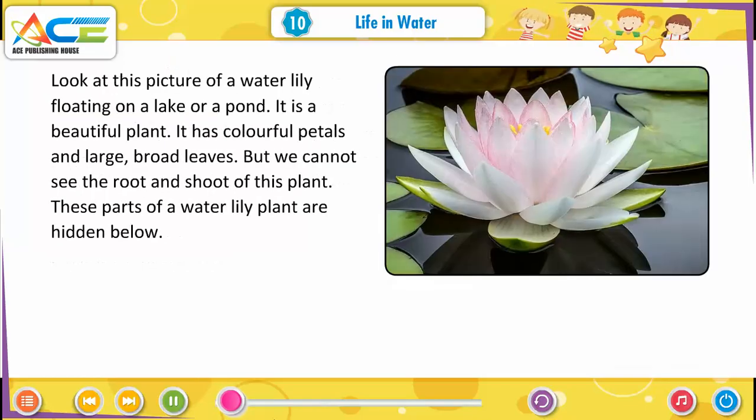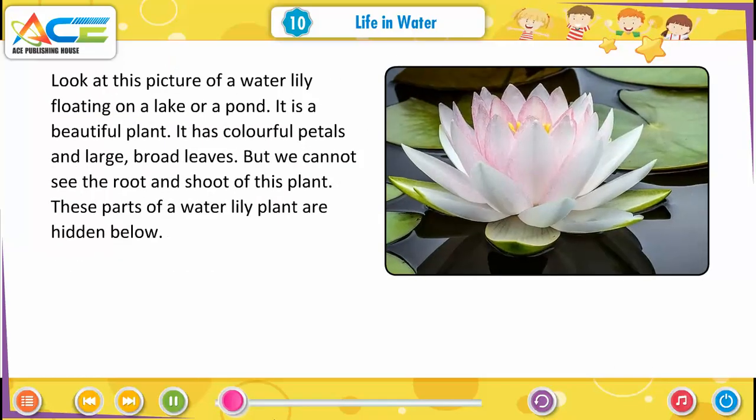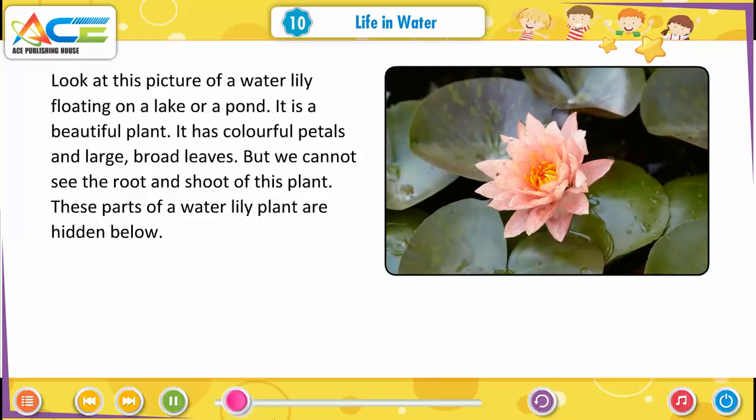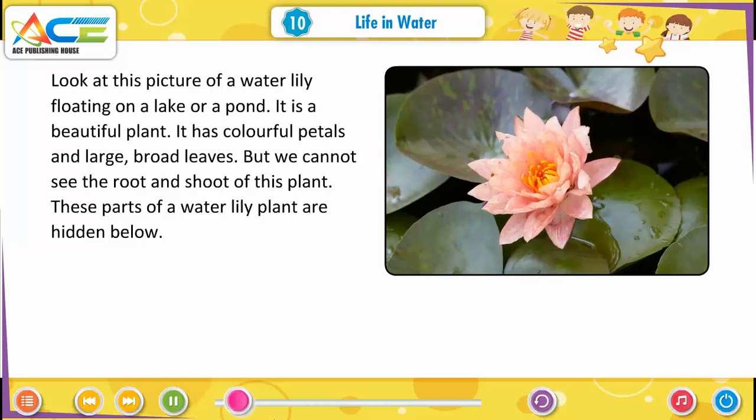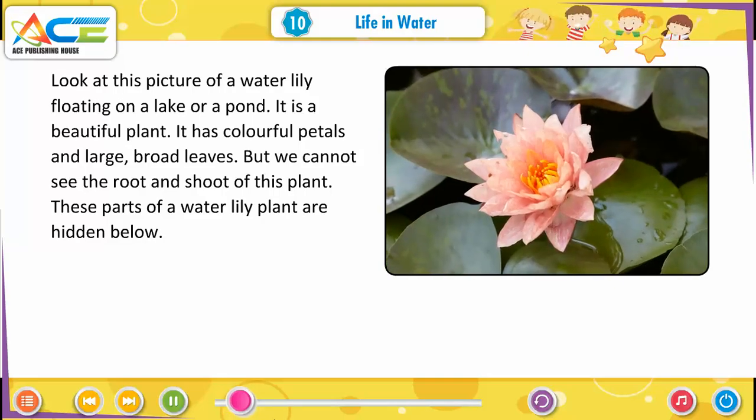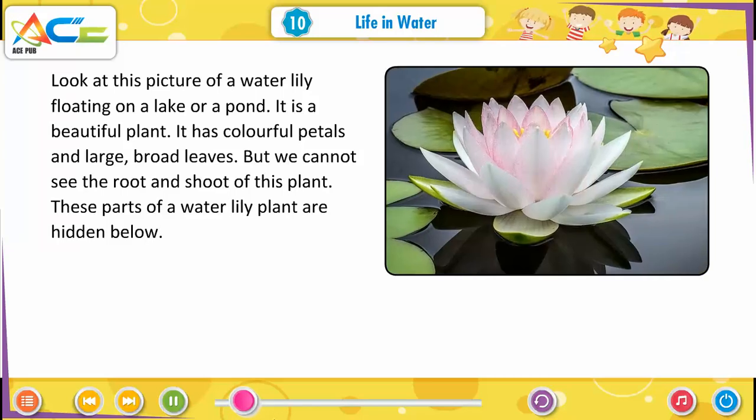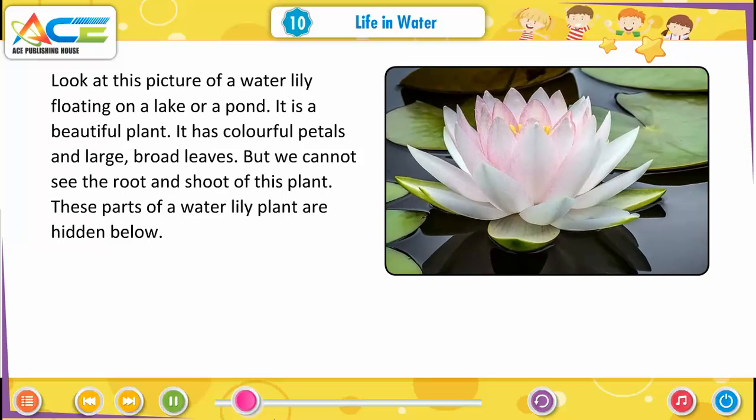Look at this picture of a water lily floating on a lake or a pond. It is a beautiful plant. It has colorful petals and large, broad leaves. But we cannot see the root and shoot of this plant. These parts of a water lily plant are hidden below.